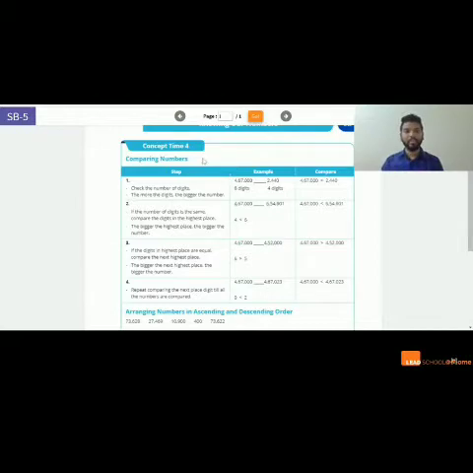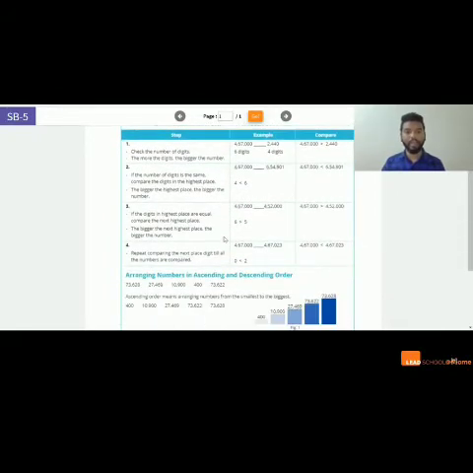Great. So first we are going to see how to compare numbers and how to arrange them in ascending order or descending order. Great. So my first step, check the number of digits. Okay, the more the digits, the bigger the number. That is, I will count how many place values are present in the number.